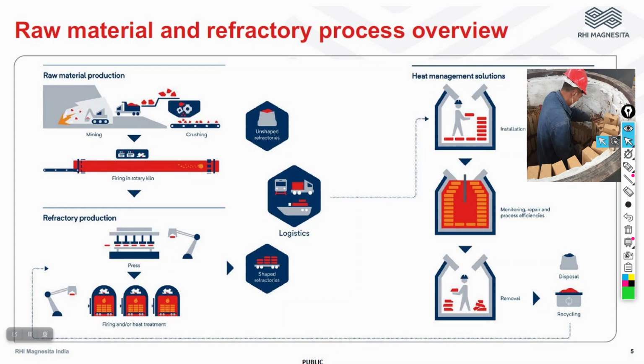This is why RHI Magnesita, we can say, is very environment friendly in nature, because generally the refractory business itself is a high emission centric business. A lot of carbon dioxide is emitted, and if recycling is done, it increases the efficiency and reduces the emissions.